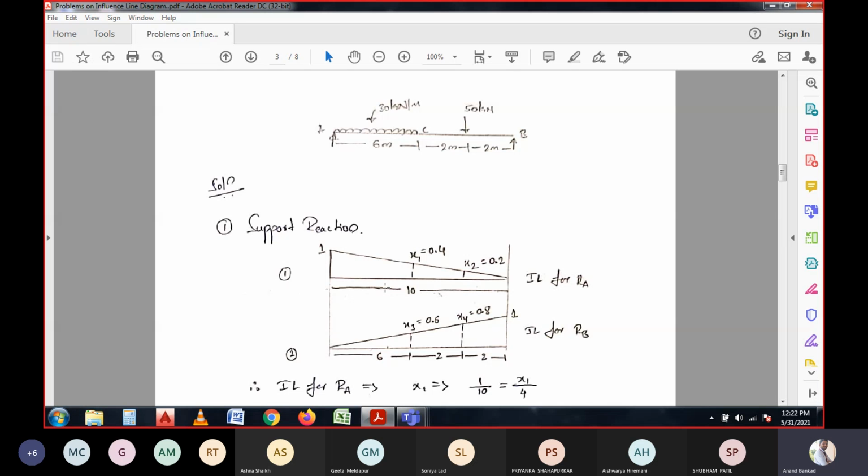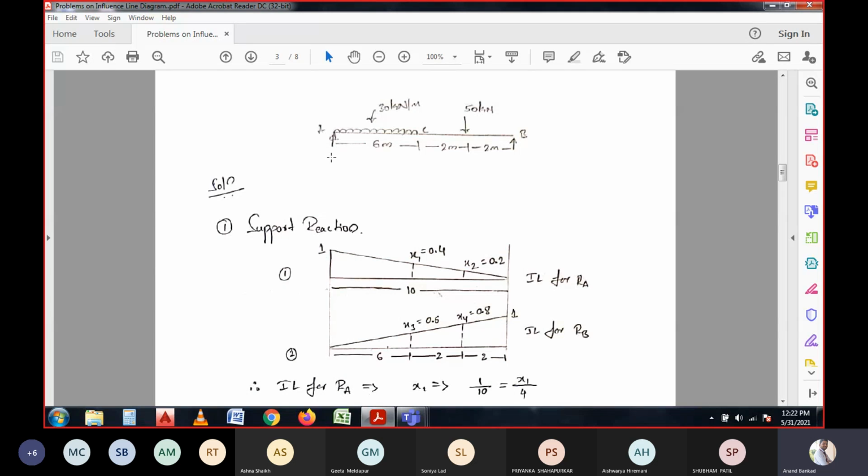So here, in this problem, to calculate the support reactions, we need to consider the support reaction for A. The diagram is like this. We know the diagram to calculate for the particular support reactions. Here we have a section C, and apart from that we have another point load which is acting 2 meters from the right support, that is B, right? And that is where we have taken the section point over here.